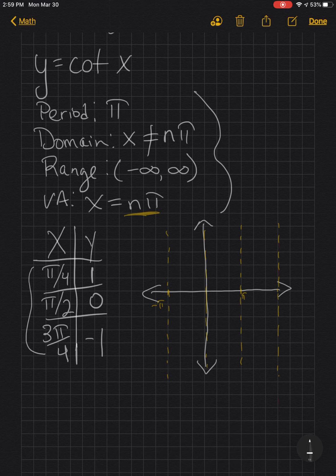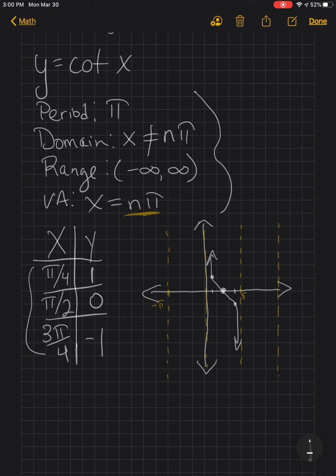And now I'm going to plot the points that we have. So pi over 4, 1. So pi over 4, let's just say, is here. So that would be 1. At pi over 2, let's say it's here. Right here. And at 3 pi over 4, we'll say negative 1 right there. And we sketch this graph. We make it look curved.